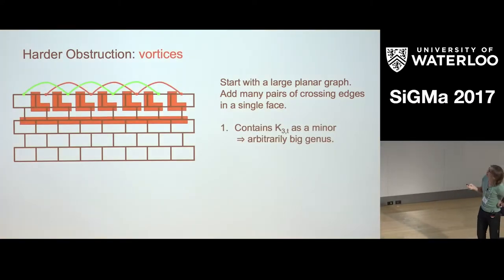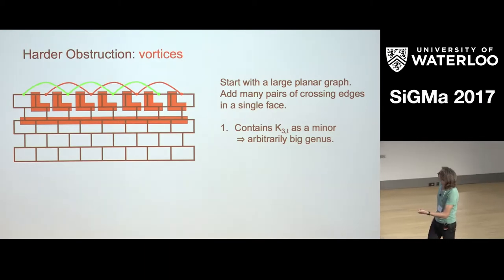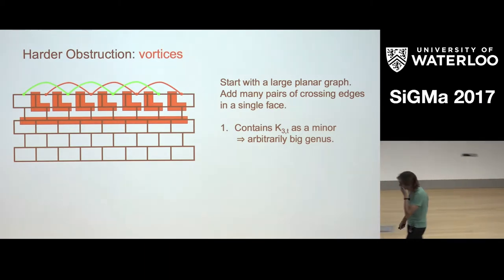It still contains K3,t as a minor. So here's an example, right? My three branch sets are this red edge up on top, which forms one branch set, the green edge up top, which forms another, and the long red strip here on the bottom. And each of those three connected subgraphs is adjacent to every cross across the top here. So it, again, has arbitrarily big genus.